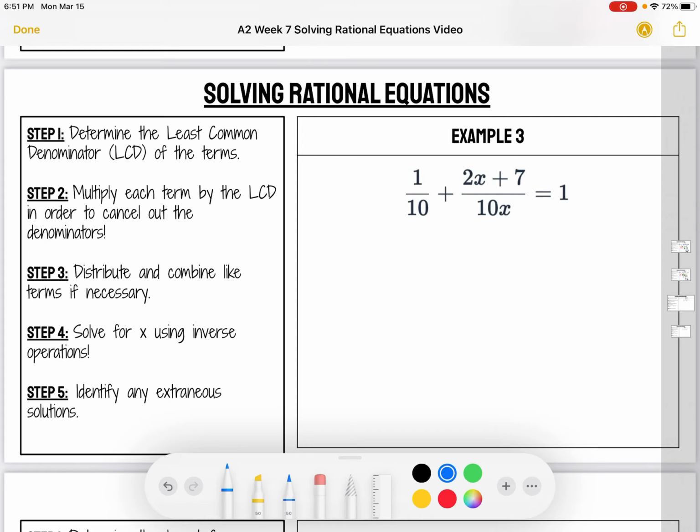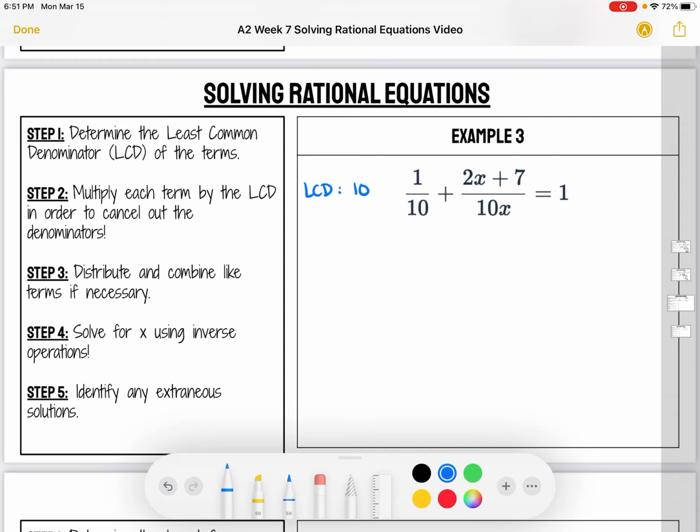So I know that with my first term, I have a denominator of 10. So that means 10 is definitely going to be part of my least common denominator because I'm going to want to multiply that term at least by 10. And I have to multiply everything by the same thing. So the 10 would take care of that denominator.